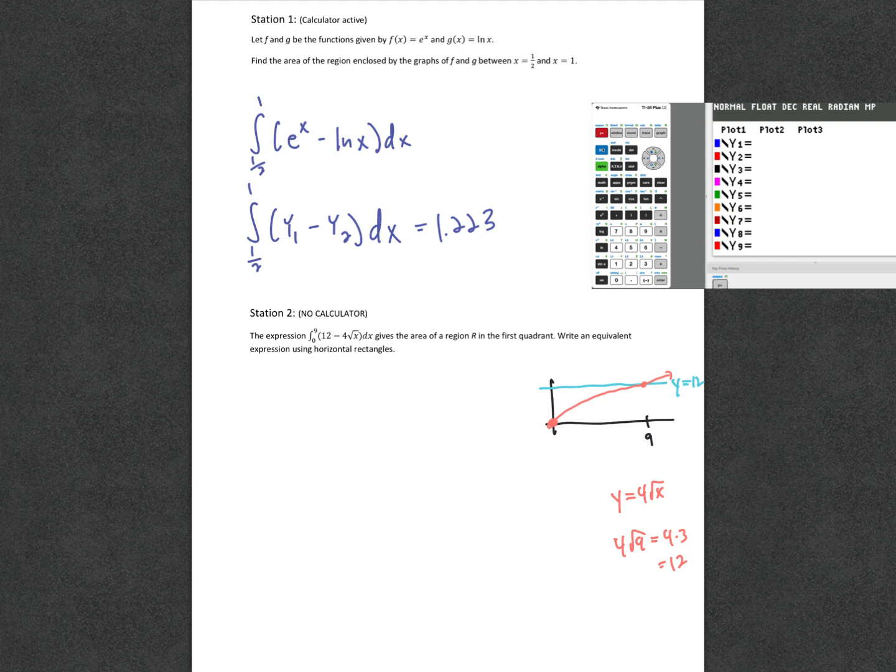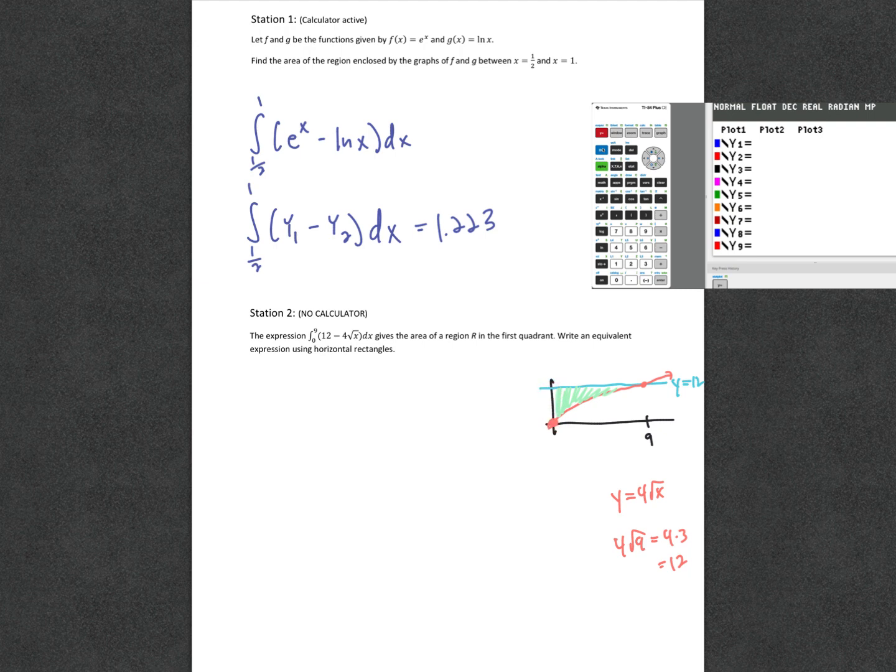The area that we're looking for is all of this area here. That's what this integral is, right? Finding all the area from 0 to 9 between y equals 12 and y equals 4 root x. But now they want us to do it the other way, everything in terms of y. If we look at this area, we want to ask what function bounds this area to the right, which is 4 root x, and the function that bounds it to the left is x equals 0.